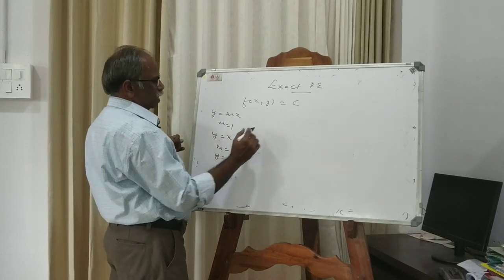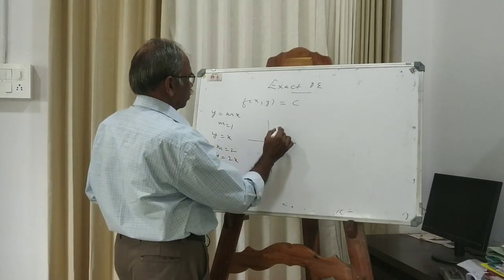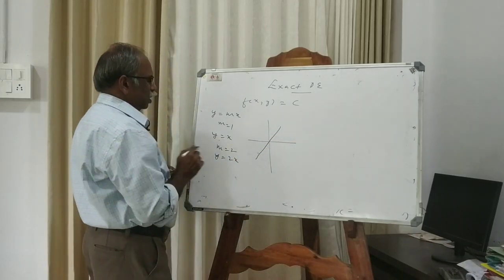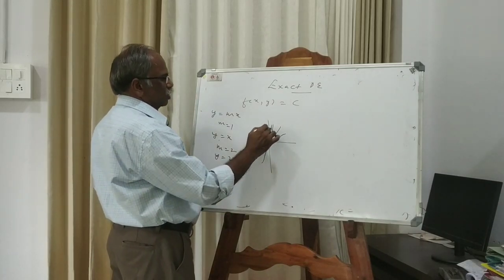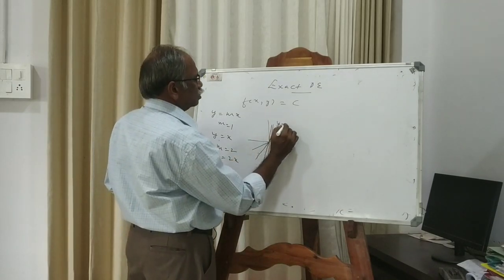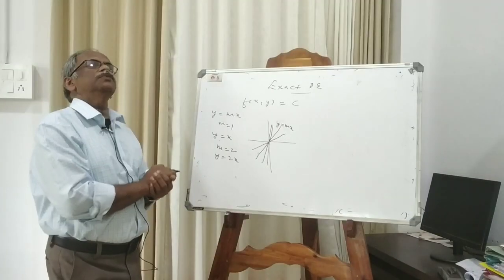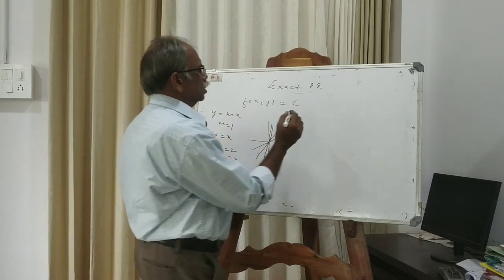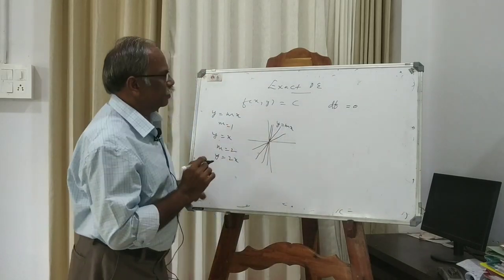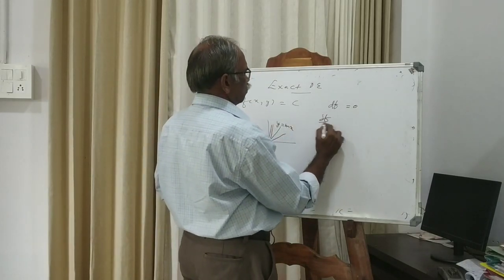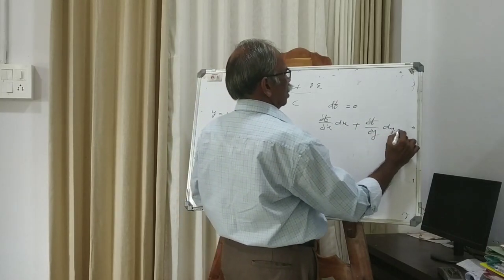So, we know that y is equal to x is represented as a straight line passing through the origin. y is equal to 2x is also a straight line through the origin. So, these all represent a family of lines passing through the origin. So, f of x y is equal to c represents a family of curves. If you differentiate this, it becomes df, which is equal to 0. Two variables are there. This df means partial df by dx dx plus partial df by dy dy, which is equal to 0.